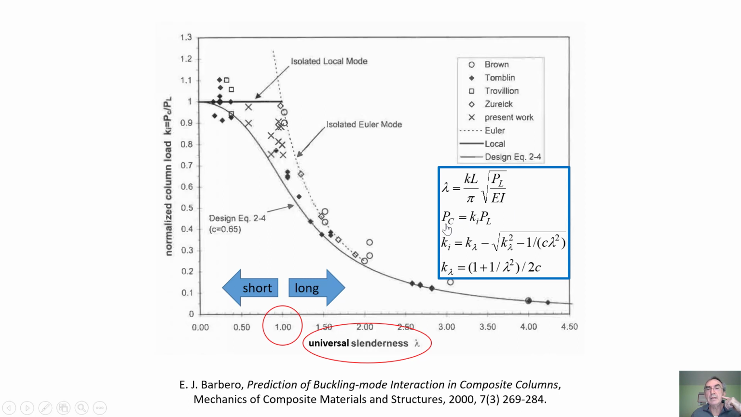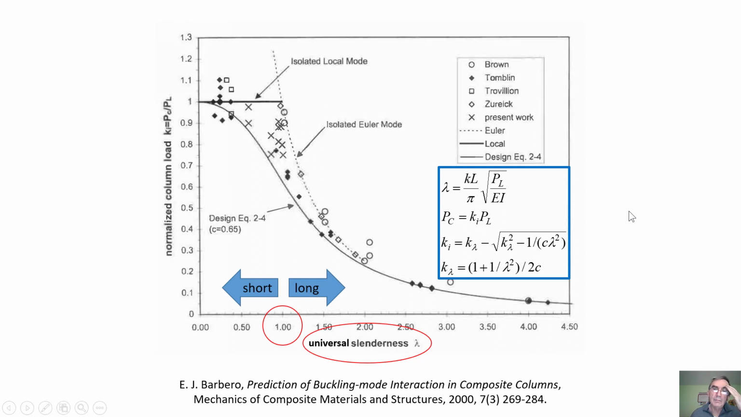The design equation says that the actual column load P_C, this is what I can expect to have, can be found as K_I times P_L, and P_L is the local buckling load, which as I said, you can get using formulas, test data, or finite element simulation. Very simple.